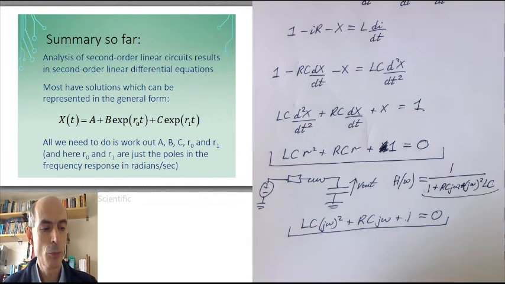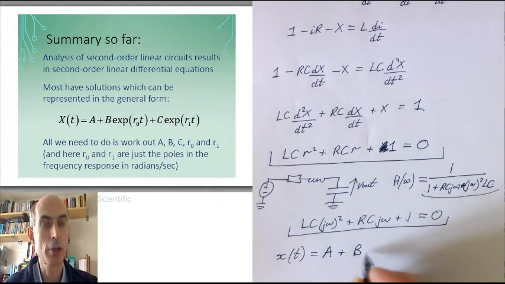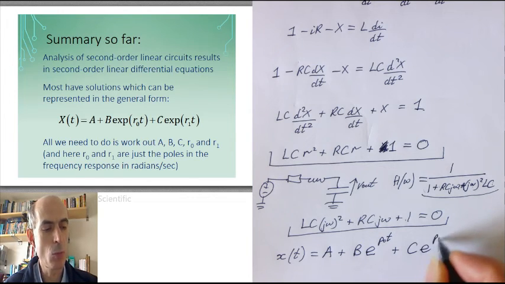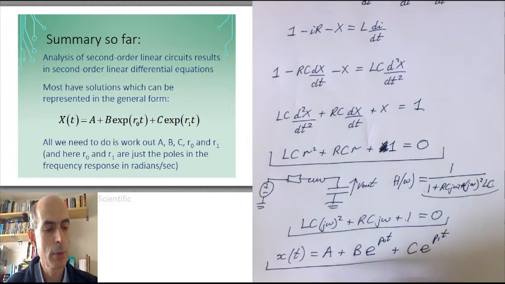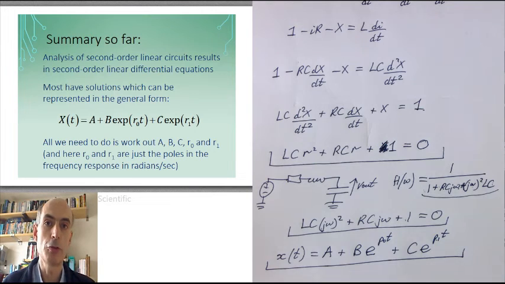And therefore, we can in general write our step response in the form A plus B times e to the p0t plus C times e to the p1t, where p0 and p1 are the poles from the frequency response. All we have to do is work out the values of the constants A, B and C from the known starting values of the voltages and the currents in our circuit.